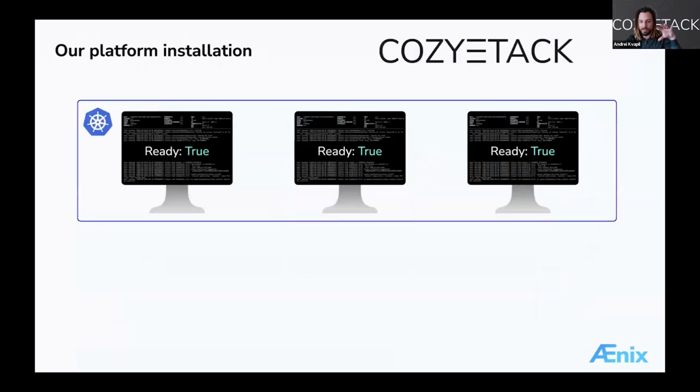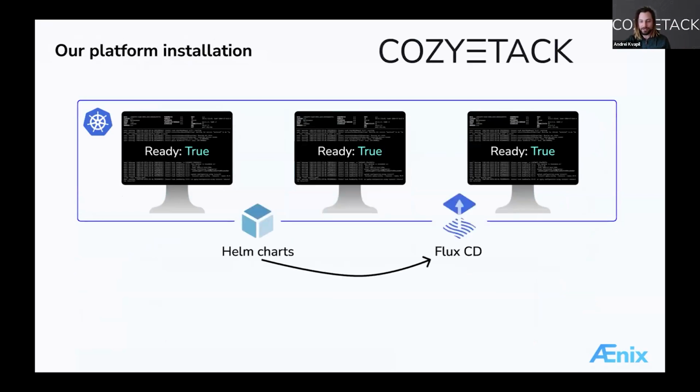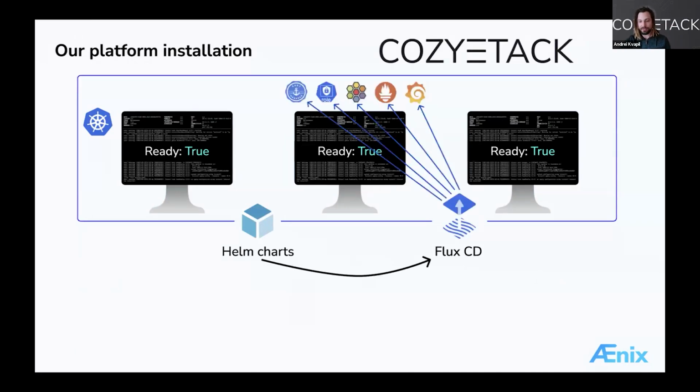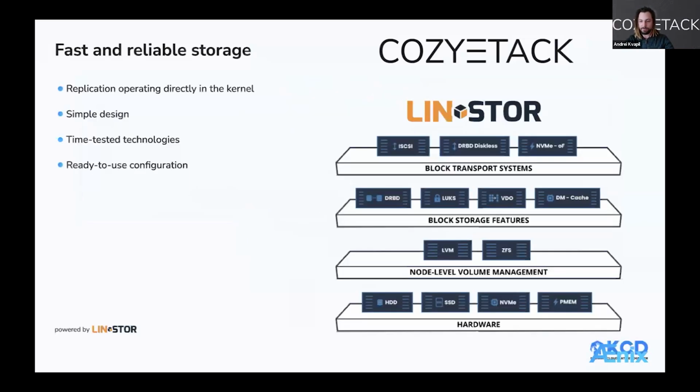Let's talk about how we ship the rest of the components of our platform. The main idea is that we just allow users to apply one manifest to Kubernetes, and it will create a container with Helm charts. Then FluxCD installed inside of this cluster will distribute all the components like LINSTOR, virtualization, KubeVirt, monitoring into the cluster. So if we want to update the platform itself, we just create a new container with new Helm charts and new components. And then it just delivers all the components using FluxCD.